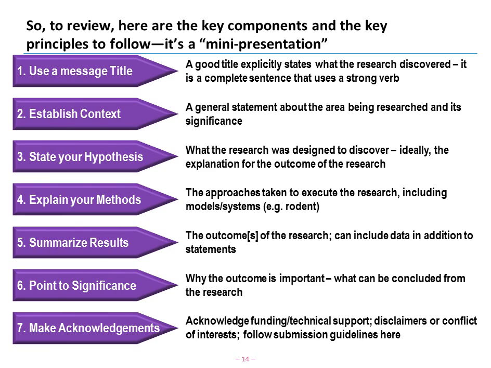Explain your methods. You can do so in 1 or 2 sentences. The approaches you've taken to execute the research, including any models that you might be using. Summarize your results. What was the outcome of the research? And you can include data as well as statements. You need to point to the significance of the research, why it's important, and what we can conclude from it, and then finally you need to make acknowledgments.